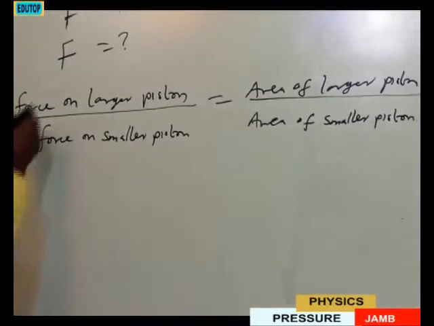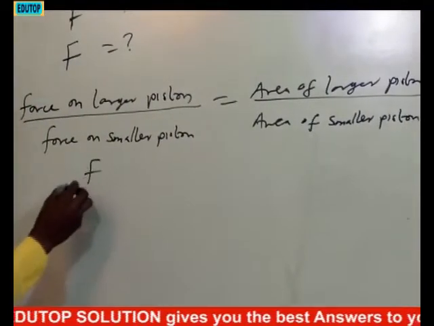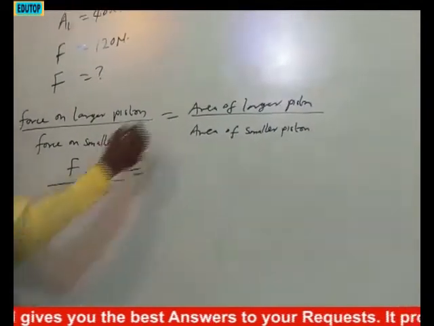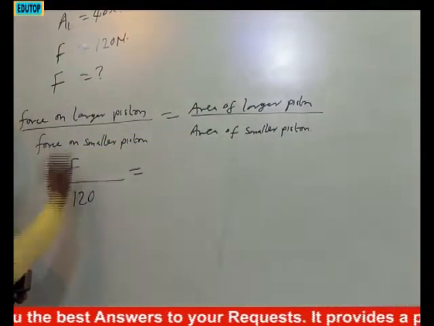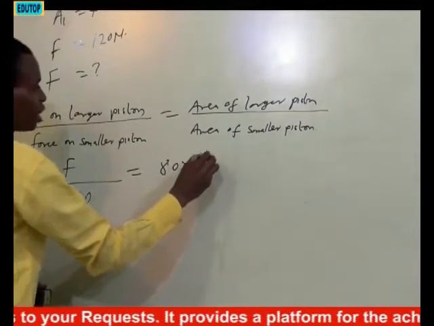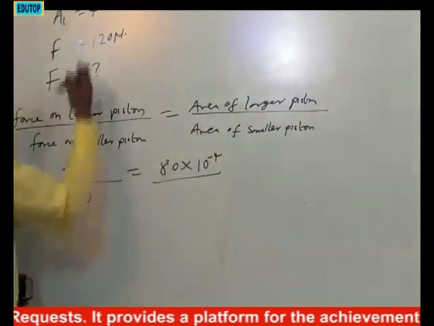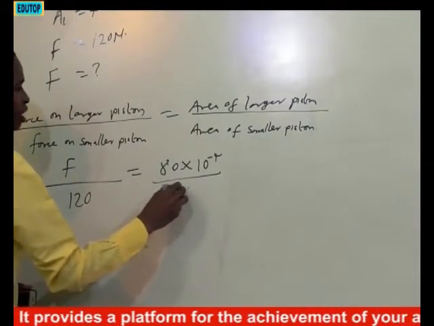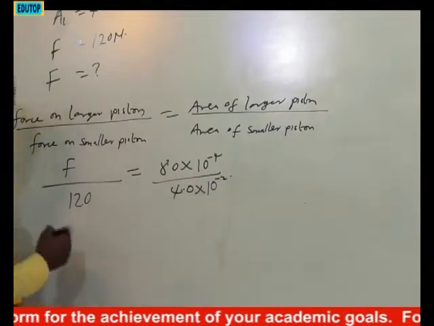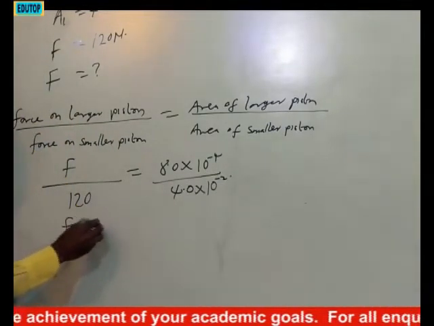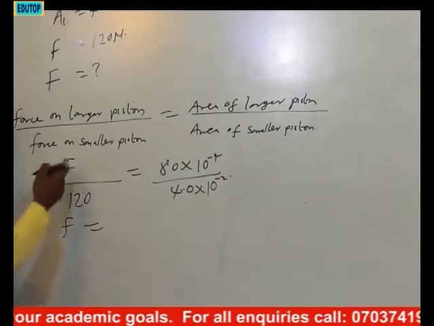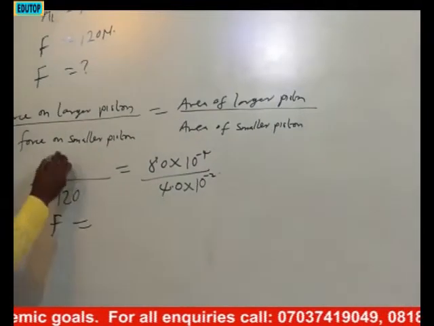Simple substitution. For the larger piston, that's what we are looking for. For the smaller piston, a small f, which is 120. The area of the larger piston is 8.0 times 10 raised to the power minus 4. For the smaller piston, it is 4.0 times 10 raised to the power minus 2. Let's make F the subject of the formula. We are going to have capital F.